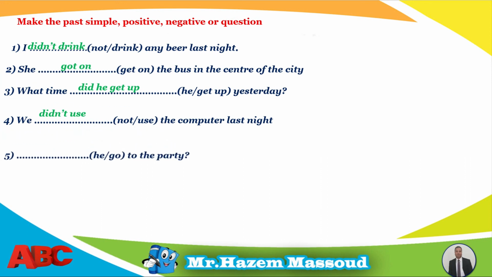The last sentence, this is a question. He go to the party. So I start the sentence with the auxiliary verb did plus subject plus the base form of the verb. So the answer is, did he go to the party?